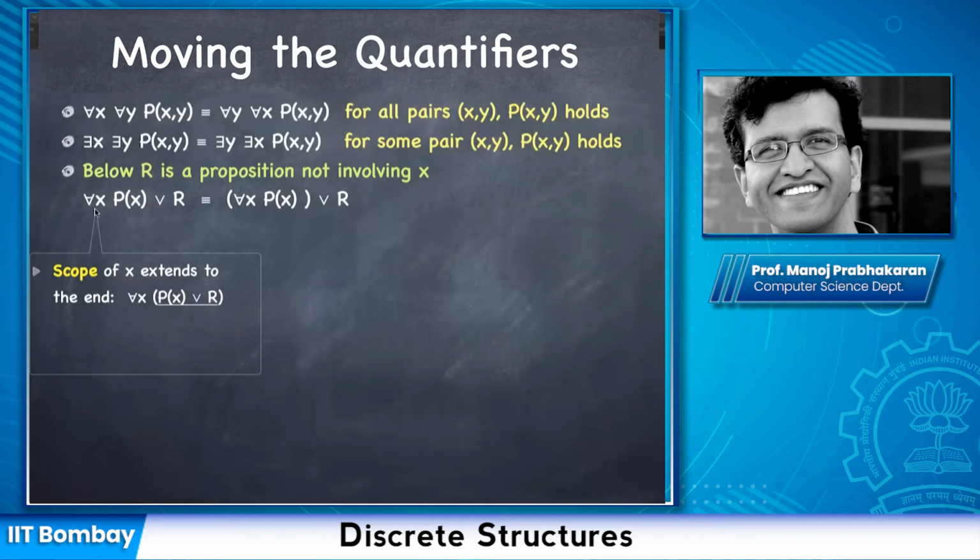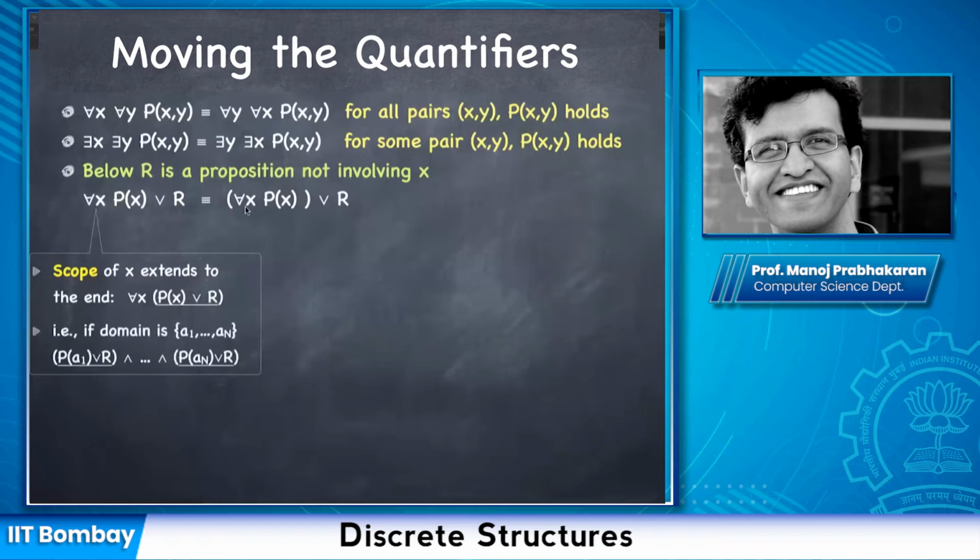So what is the statement saying? For all x, P x or R. Let's think in terms of a finite domain. Say it has elements a1, a2, a3, and so forth. So this is saying P a1 or R, and P a2 or R, all the way up to P an or R, if there are n elements in the domain. Sticking to that finite domain, let's see what the right hand side is saying. It is saying for all x P x, so P a1 and P a2 and so on up to P an, or R.